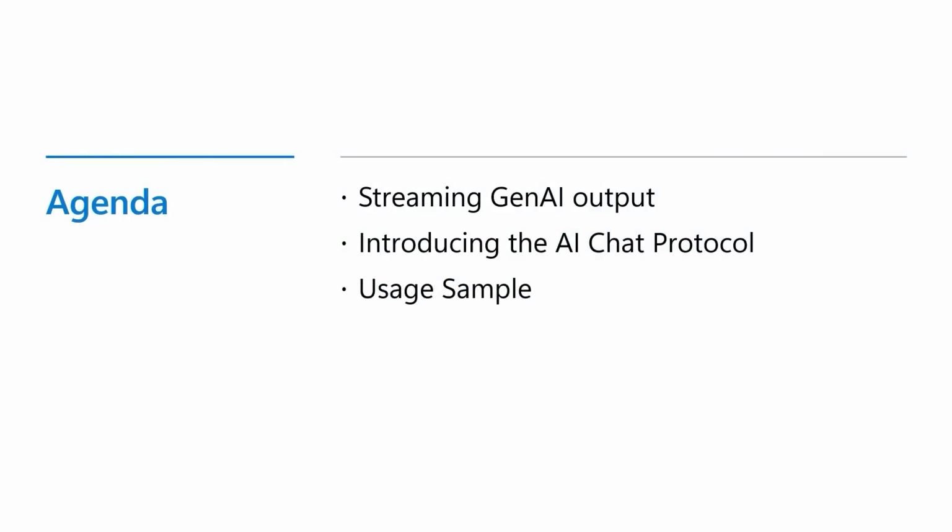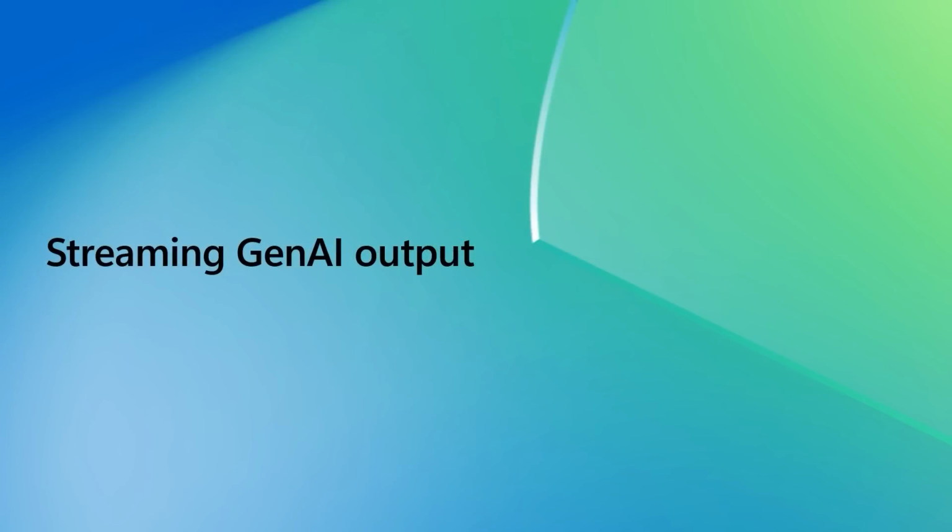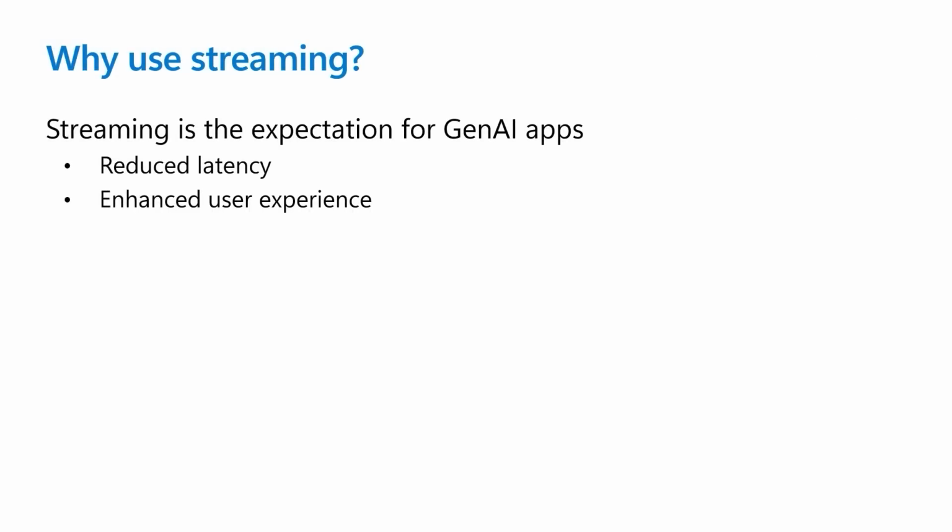In terms of what we'll cover, first, we'll cover streaming GenAI output as a whole. Then, we'll introduce the AI chat protocol. And lastly, we'll dive into a usage sample. First, let's cover streaming generative AI output in your application. You might be wondering, why use streaming to begin with? Simply put, it's the expectation for GenAI apps these days. It results in reduced latency from seeing the output from the model, and also an enhanced user experience.